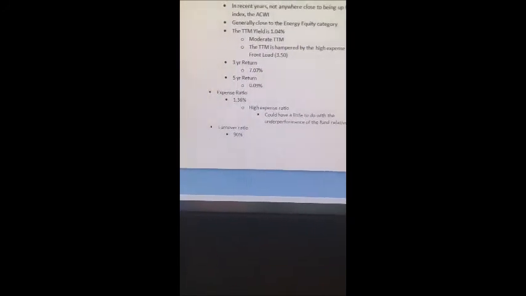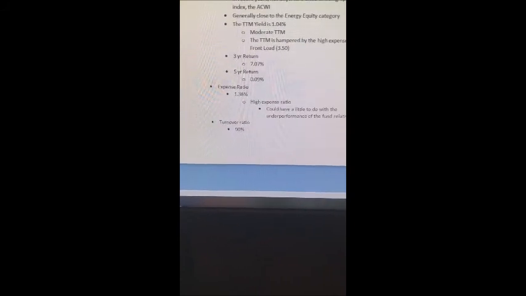The trailing 12-month yield is 1.04%. This is a moderate yield, however, it is probably hampered by the high expense ratio and the front load related to this fund. Its 3-year return is 7.07%, and its 5-year return is an abysmal 0.09%. As previously mentioned, the expense ratio is relatively high at 1.36%. This could have a little bit to do with the underperformance of the fund relative to its index.